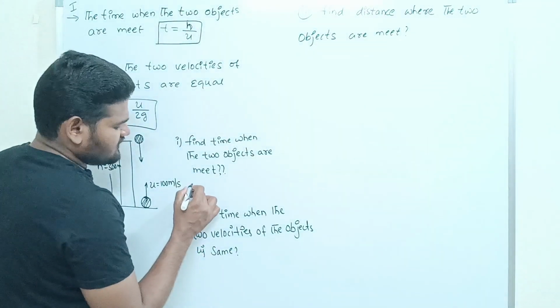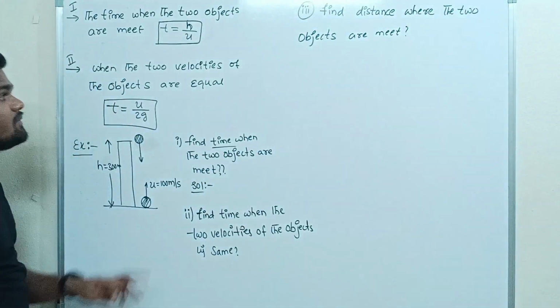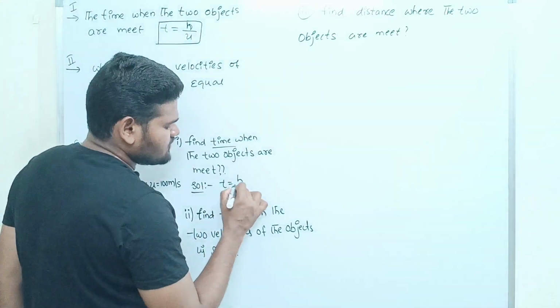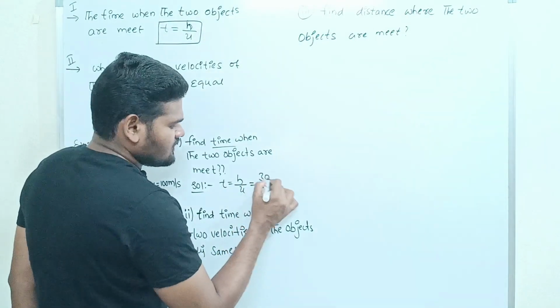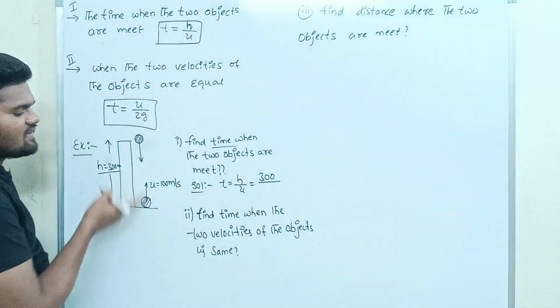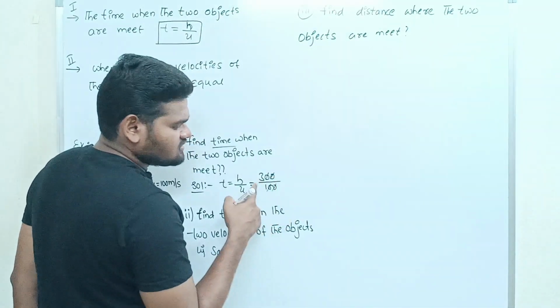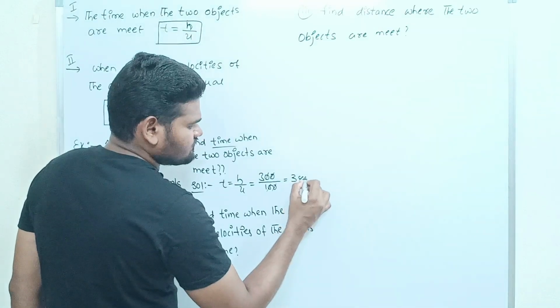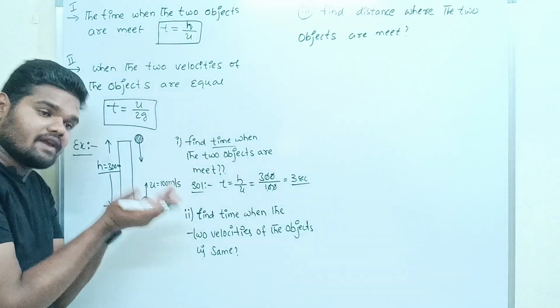Right, let us come to the first one. Find the time when the two objects meet. We have the formula t is equal to h by u. The height of the building is 300 meters, divided by u, the initial velocity of the upward projected body, which is 100. Two zeros cancel out, so it is equal to 3 seconds. At 3 seconds, these two objects meet.